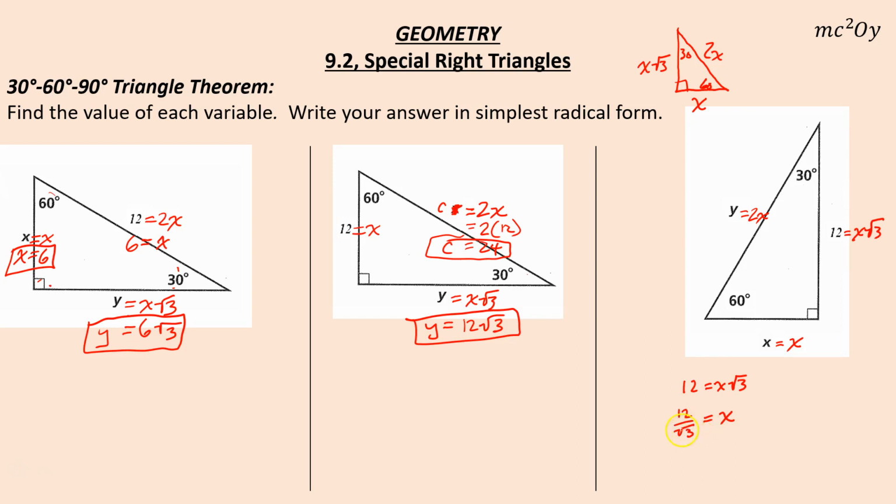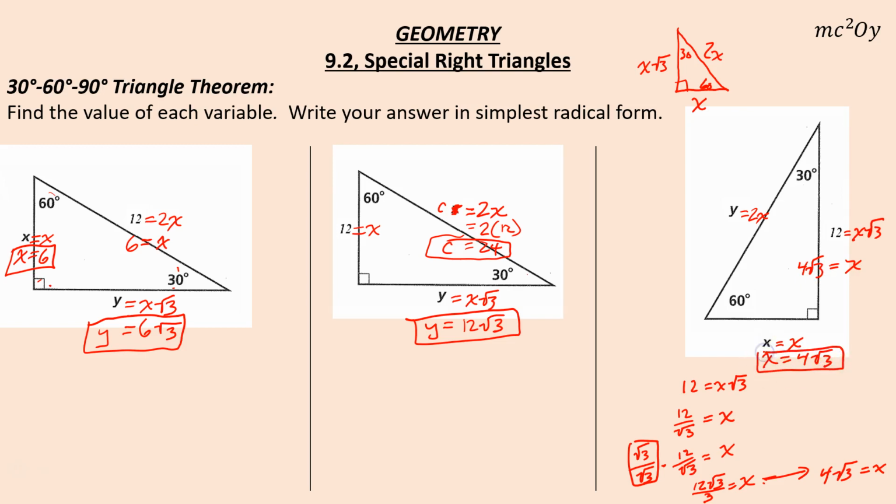Then I need to rationalize and get that radical out of the denominator by multiplying by root 3 over root 3. So I get 12 root 3 over root 3 times root 3. Remember, that's like that special number 1. 12 times root 3 is 12 root 3. Root 3 times root 3 is 3. And then you've got to take this 12 root 3 over 3. 12 divided by 3 is actually 4, right? So this is actually 4. This is x. Let's write it over here. x equals 4 root 3. So that means right here we get x equals 4 root 3, which helps us out on the bottom there. It tells us that this side is 4 root 3.